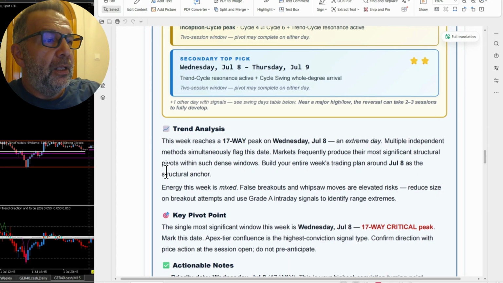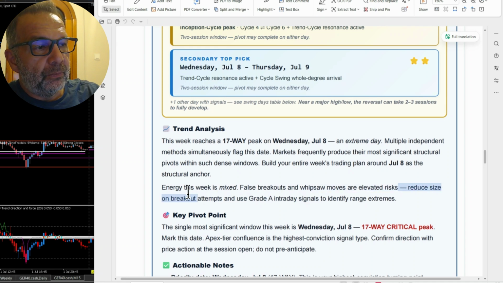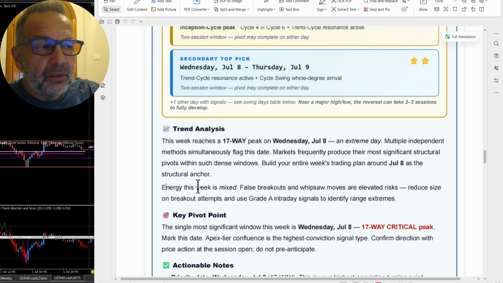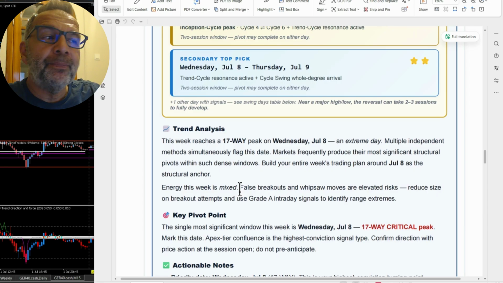So this is where we're expecting the market to do some kind of a turn, which we want to capitalize on. Energy this week is mixed. False breakouts and whipsaw moves are elevated risks. Knowing this is an advantage. No, it doesn't happen every week. So if it tells you that this is a risk this week, it's a risk this week. It's not a risk every week. It's a risk specifically for this week.